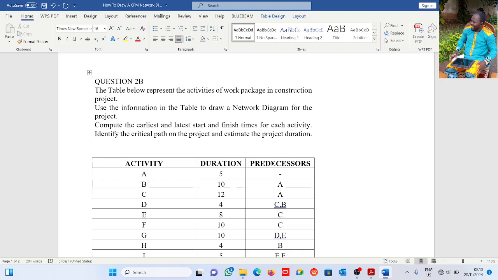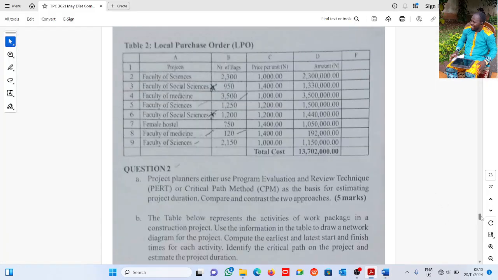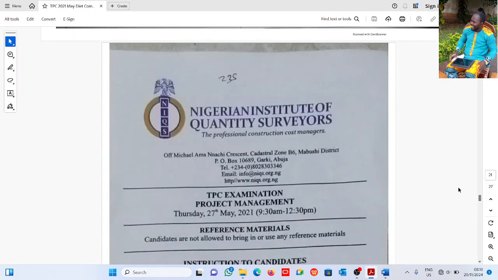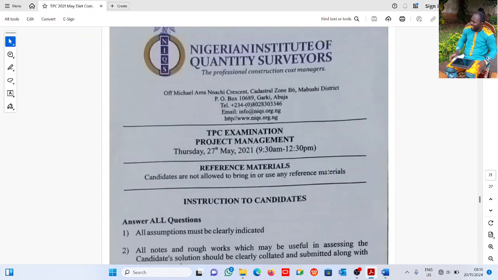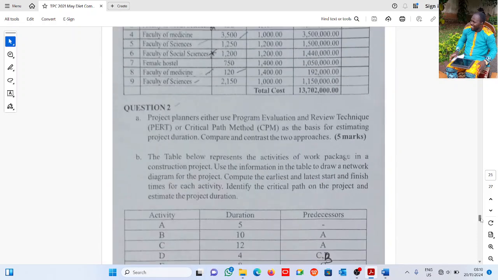Now I have this question here, question 2b. I had to bring it out to MS Word because I couldn't get it done properly on Excel. This is the question here. Let me drag this up a little. You can see, Nigerian Institute of Quantity Surveyors. This is question number 2.